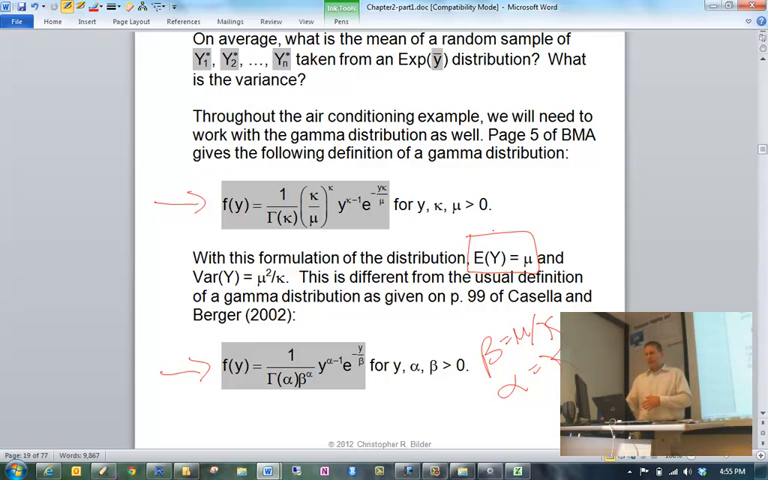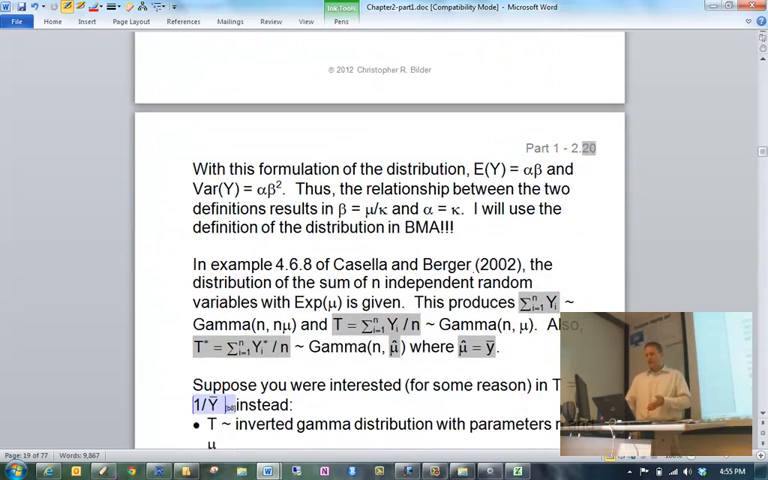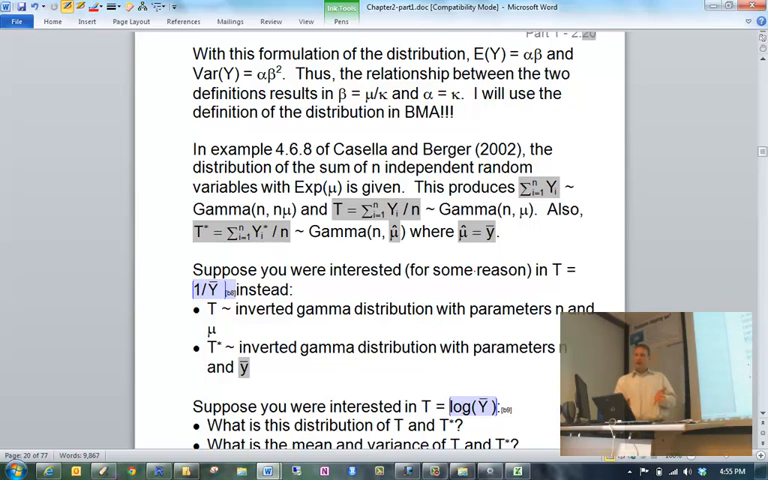So what that means then for us, using the basics of what you would learn in 882, the sum of the y's is now, in our book's notation, gamma, with its first parameter being n, the second parameter being n mu. Then y bar, or t, would be gamma n mu. So t star then would be gamma n mu hat. We have the exact distribution. Great.